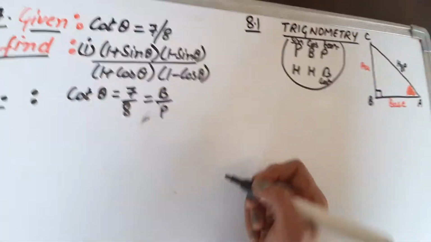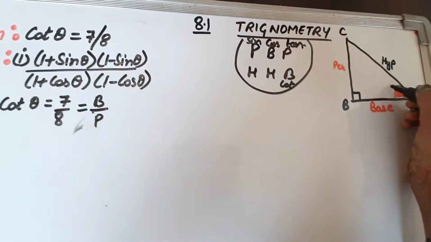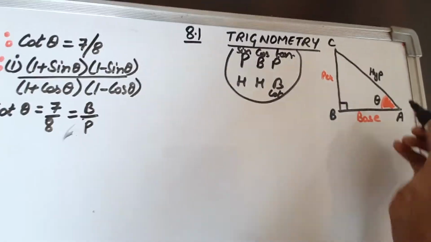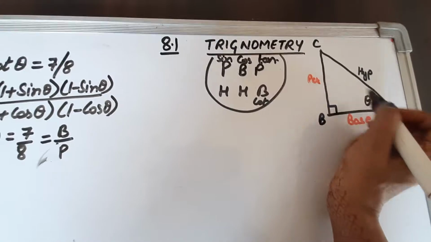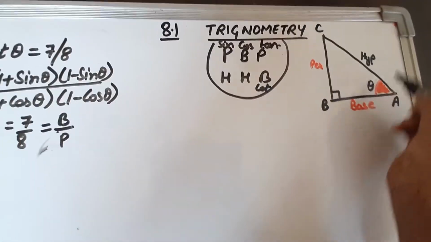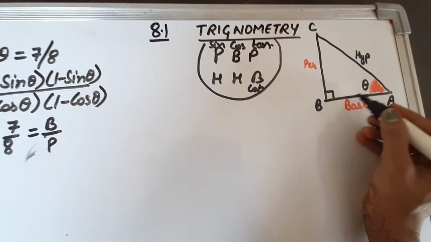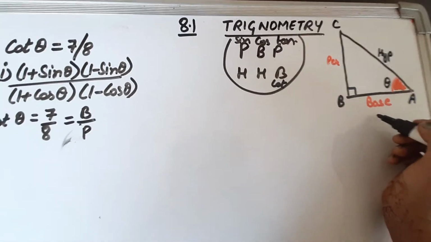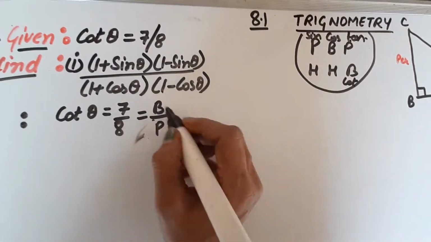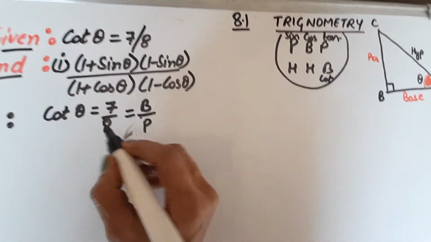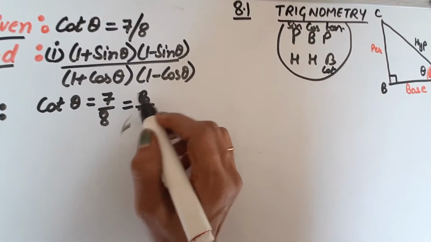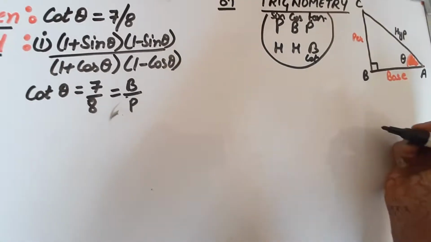Base by perpendicular. Now theta angle is there. Let us mark this angle as theta, and the side opposite to theta is the perpendicular, the side opposite the 90 degrees is the hypotenuse, and the third left side will be the base. So perpendicular and base are given to us. By using Pythagoras theorem, let us find out the hypotenuse.